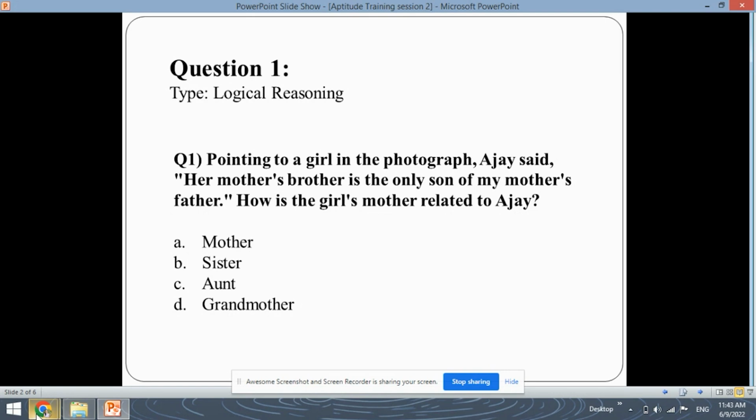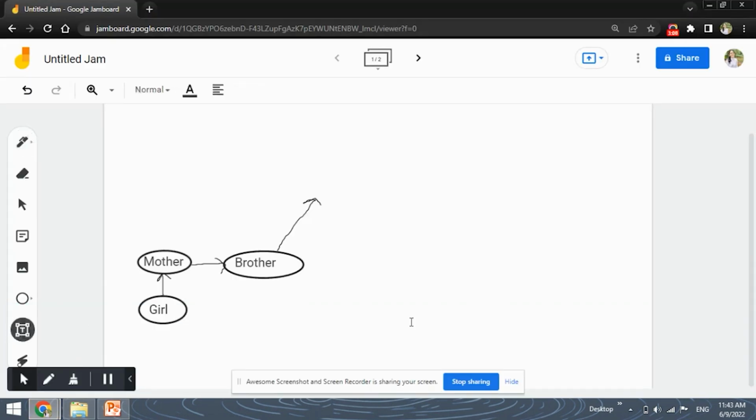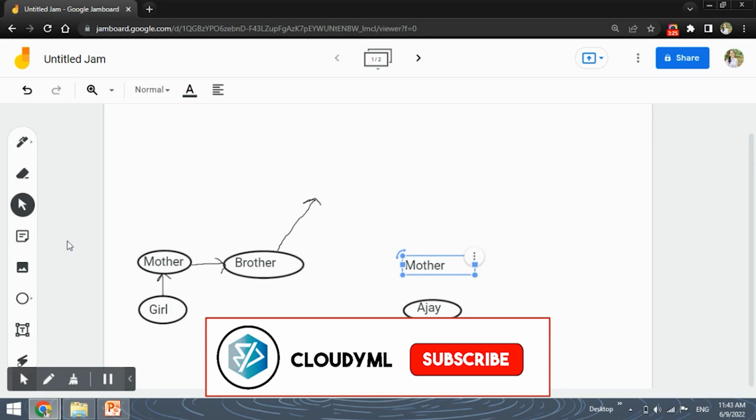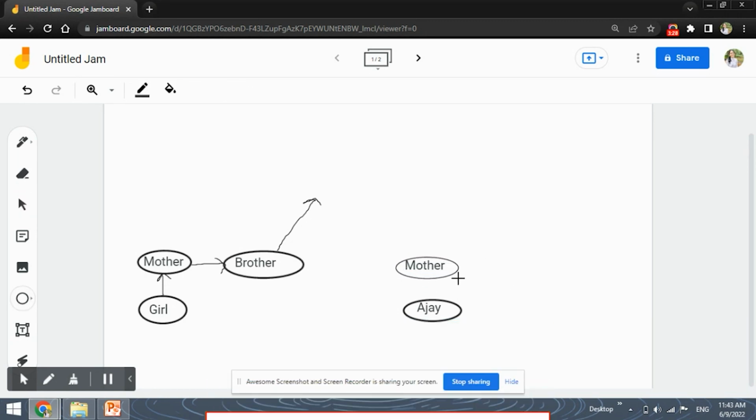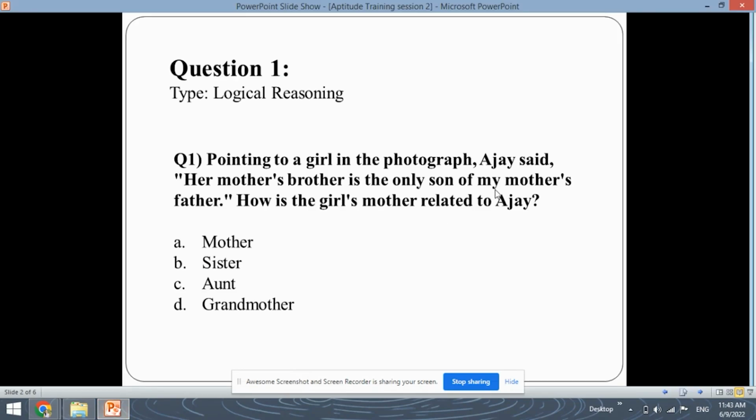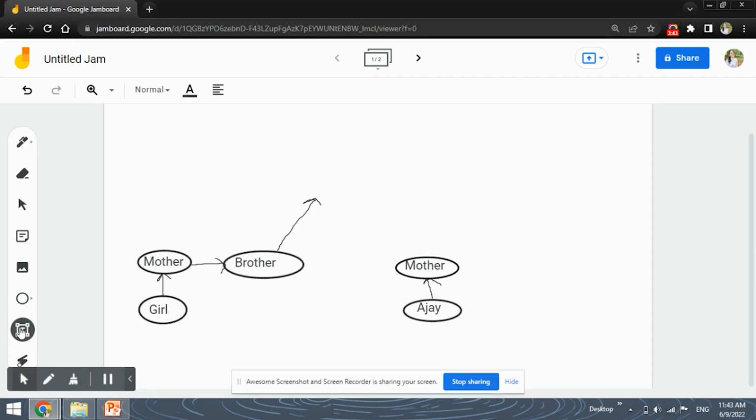So first let's draw Ajay and his mother. So this is Ajay. And Ajay's mother will be one generation above Ajay. This is Ajay's mother. We've come up till Ajay's mother, Ajay's mother's father. So now let's draw Ajay's mother's father as well. Ajay's mother's father will also be one generation above.